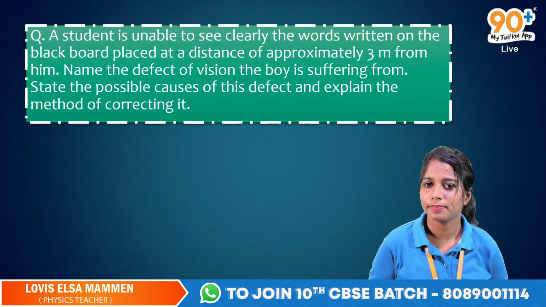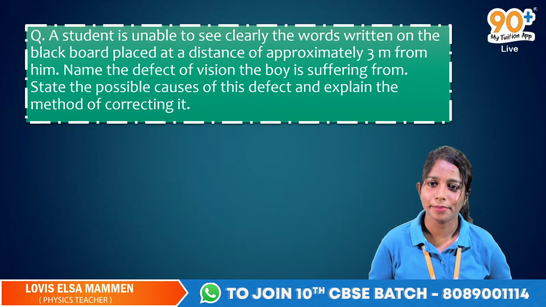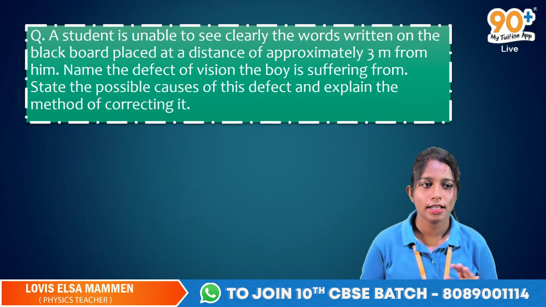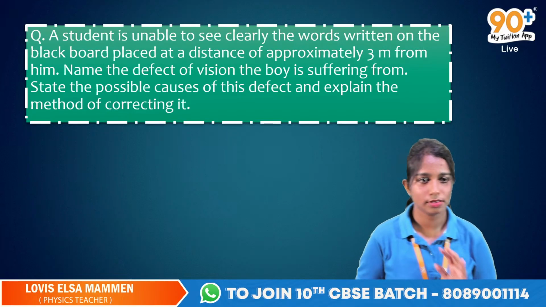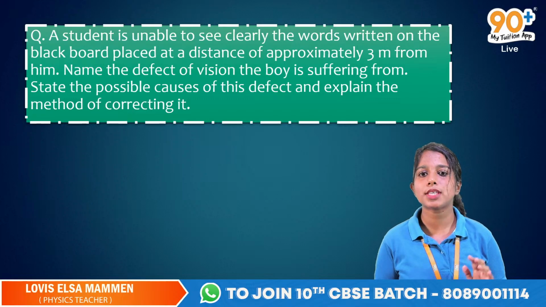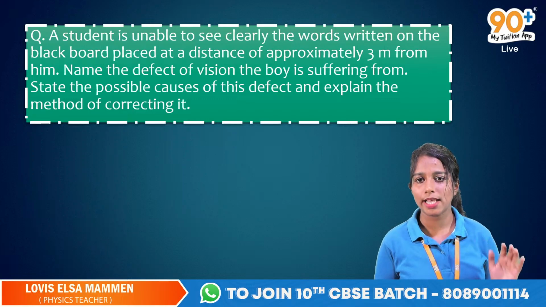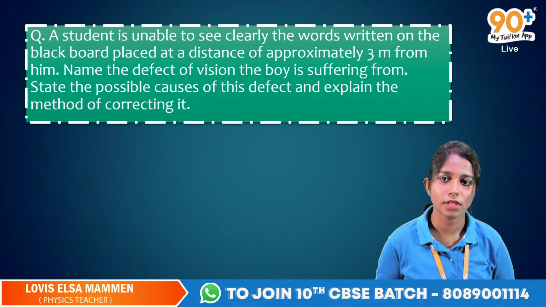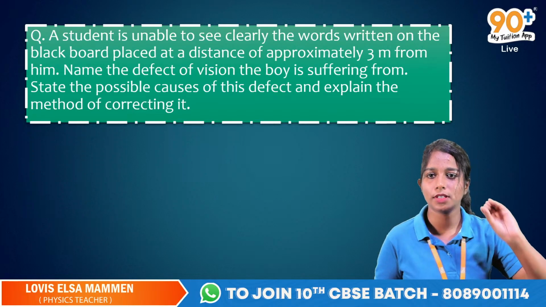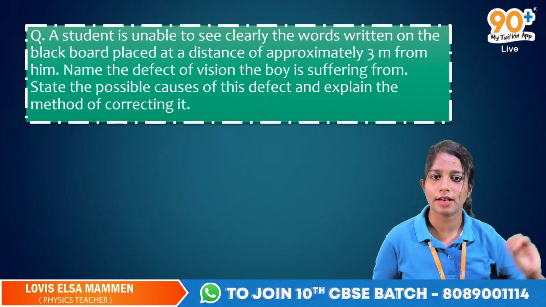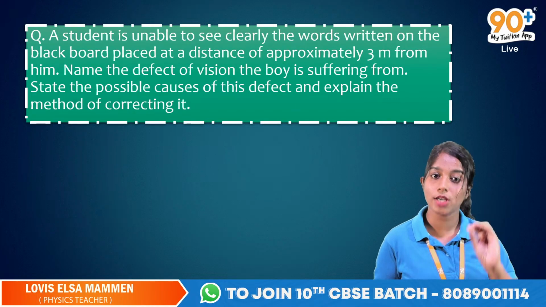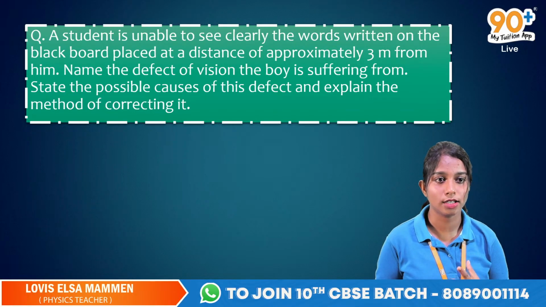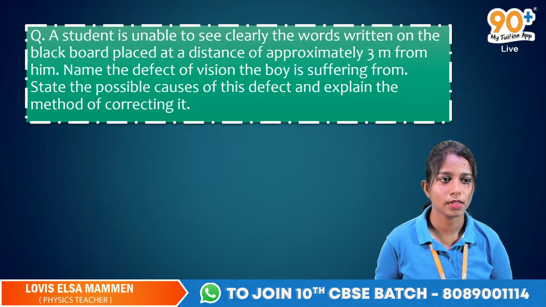The next question. ഇത് നിങ്ങൾ എഴുതണ്ട. വായിച്ചു നോക്കിയേ. Just read it. A student is unable to see clearly the words written on the blackboard placed at a distance of approximately 3 meters from him. Name the defect of vision the boy is suffering from. State the possible causes of the defect and explain the method of correcting it. 3 മാർക്കിന്റെ question ആണ് ട്ടോ.